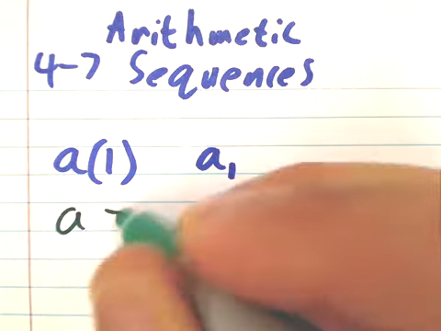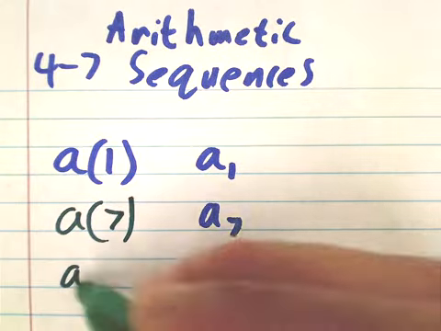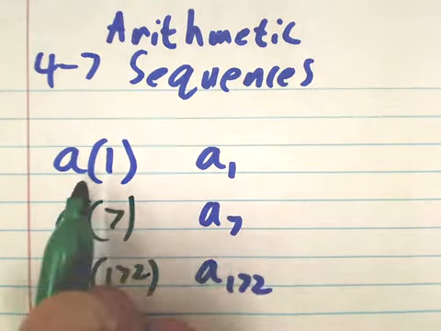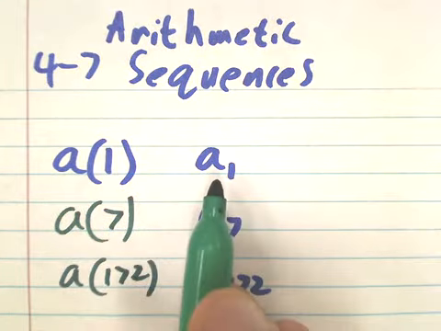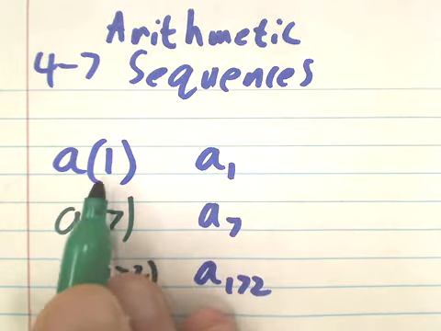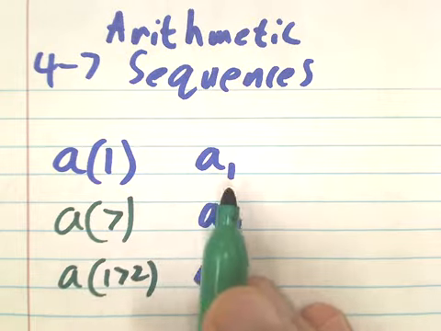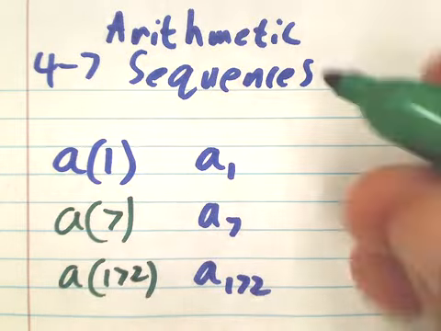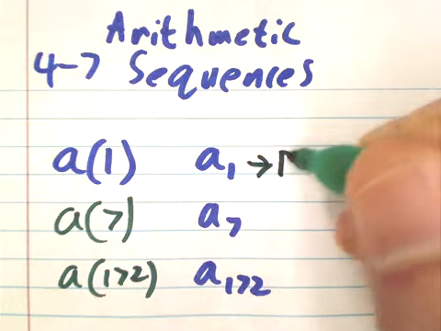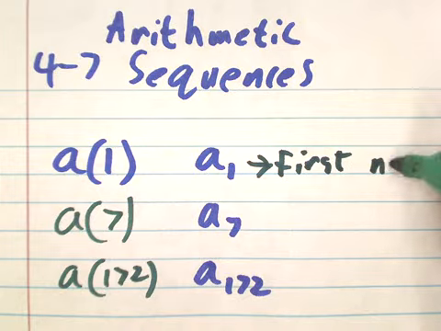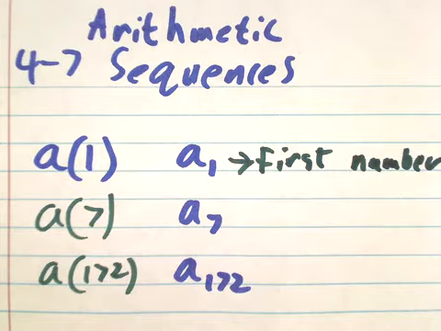I need to fill this out a little bit. There are a couple of notations that we can use to say where we are in the list. For example, both of these mean the first term in the list. If I say a with 1 in parentheses, like function notation, or a sub 1 like this, these both mean the first term, or the first number. So that just means the first number.